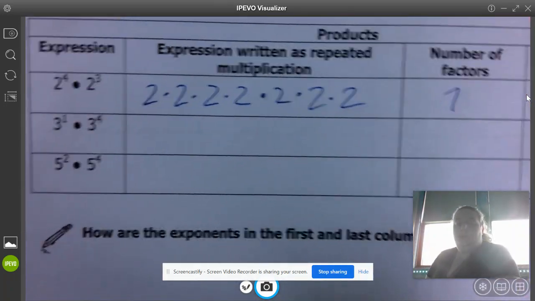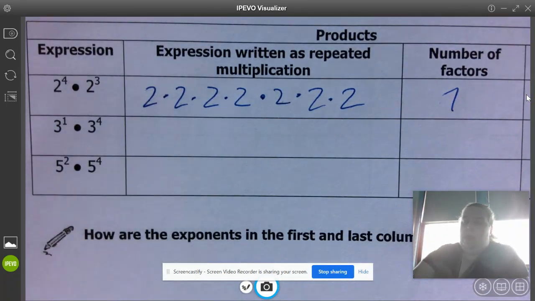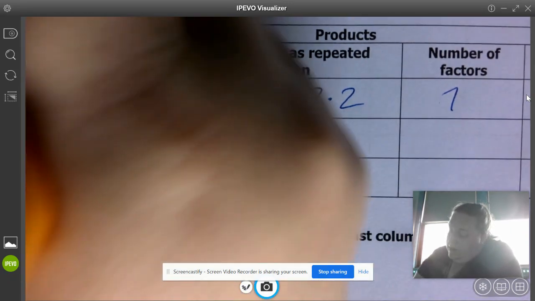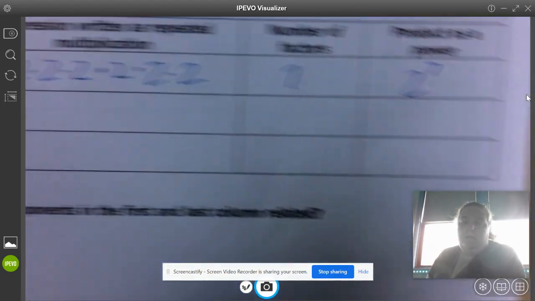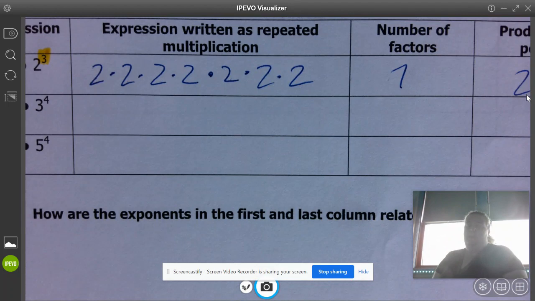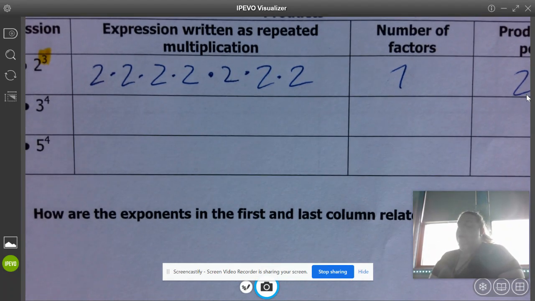Okay. So you're going to do that for the next two. And then once again, you're going to answer that first question. Look for a pattern between the exponents in the first column and the exponents in the last column. So I'd like you to pause the video, finish those last two rows, see if you can answer the question, then come back when you're finished.